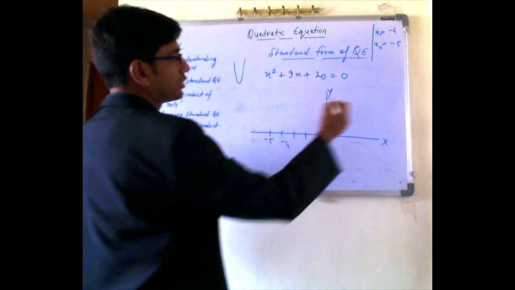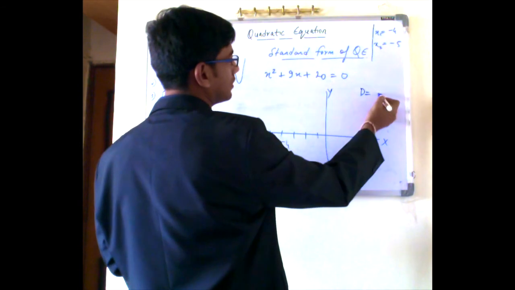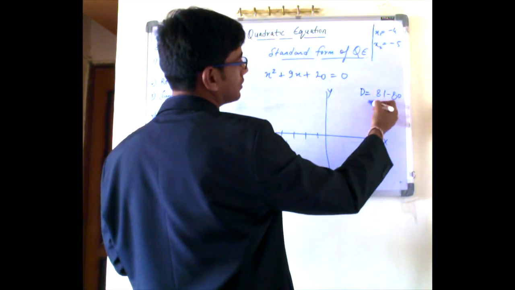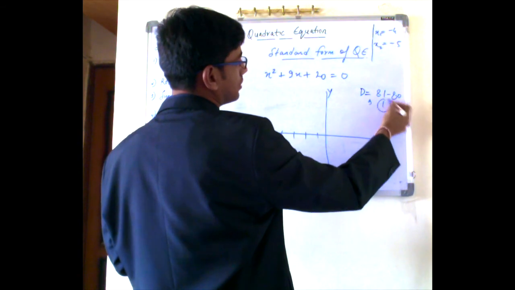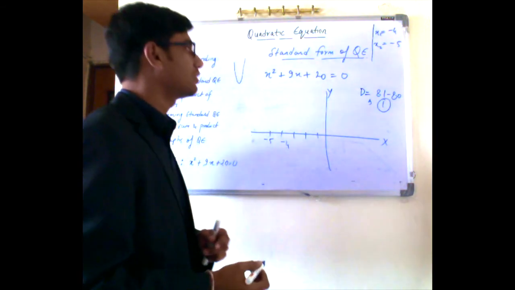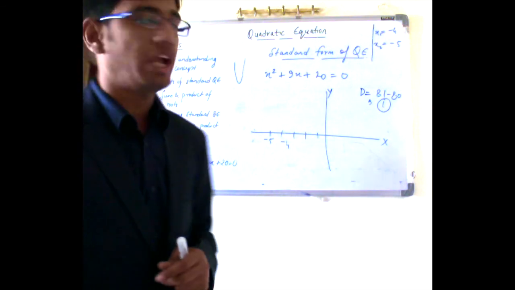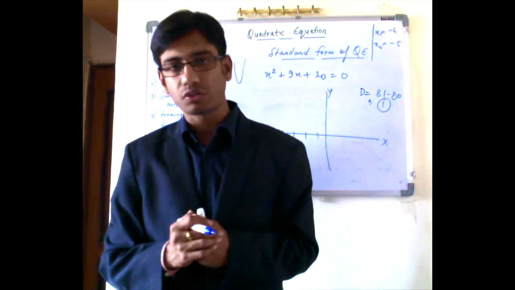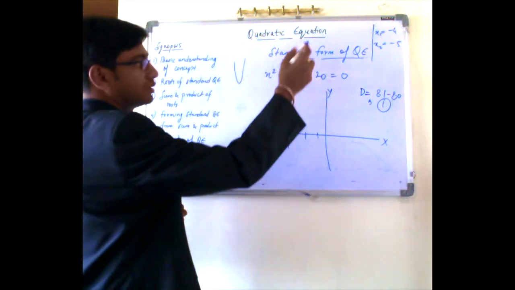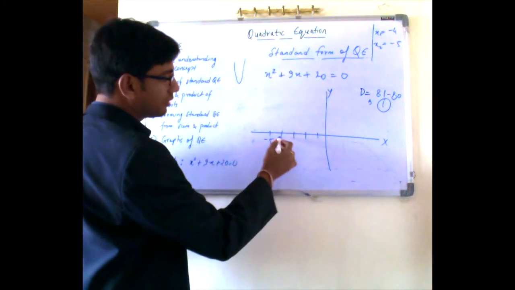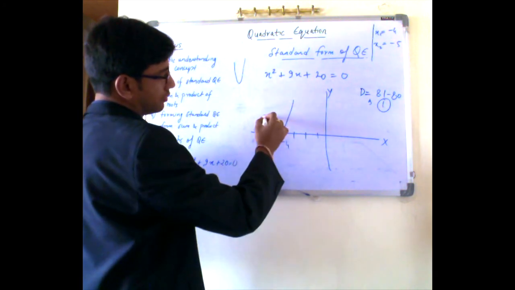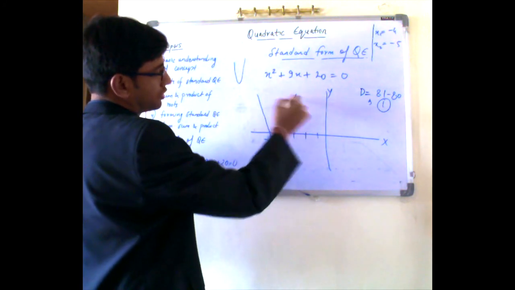Also by the discriminant method we can say that d is equal to b square, that is 9 squared, 81, minus 4ac, that is 4 into 20 into 1, that is 80, so the discriminant is 1, a positive number. So if d is greater than 0 and a is greater than 0, I have an upward opening parabola that cuts the x-axis at 2 points that are the roots of the quadratic equation. So the two roots are minus 4 and minus 5. So my parabola will be like this. This is my parabola for this standard quadratic equation.